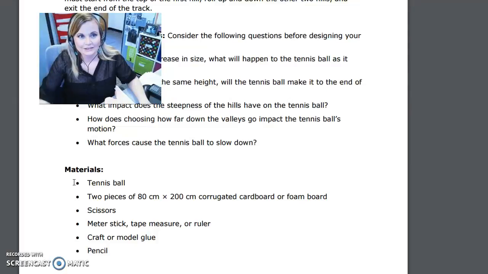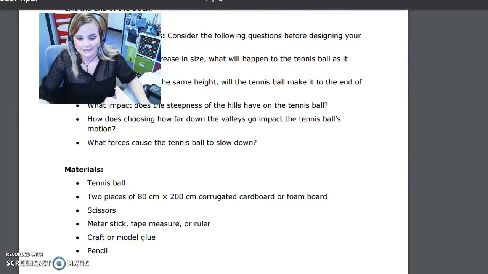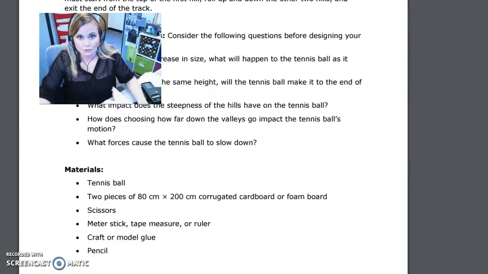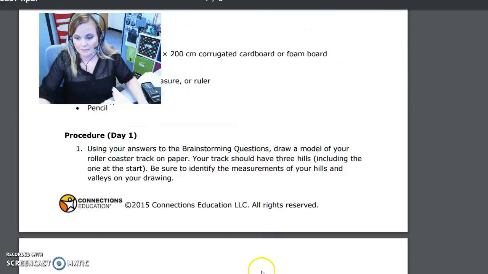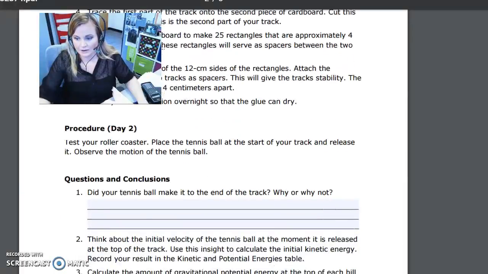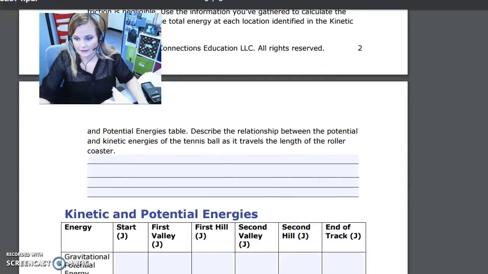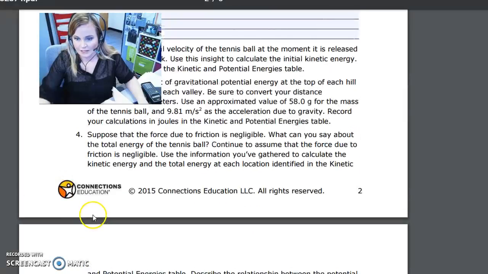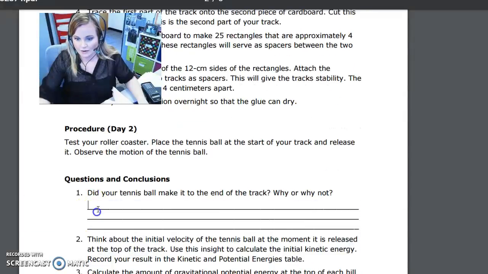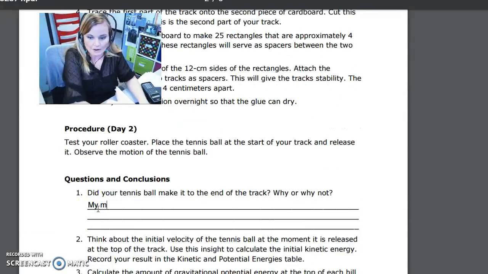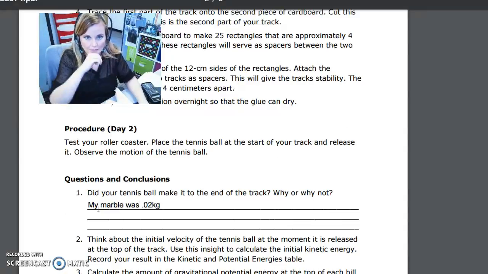20 divided by 1,000 would be 0.02 or 2/100ths of a kilogram, okay? So that is going to be the mass, and I'm going to put that somewhere here just so I can keep track of it. Maybe I'll put it under question number 1 for now. My marble was 0.02 kilograms.